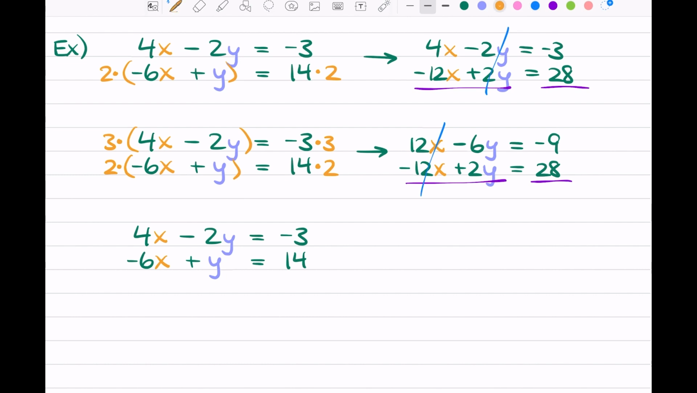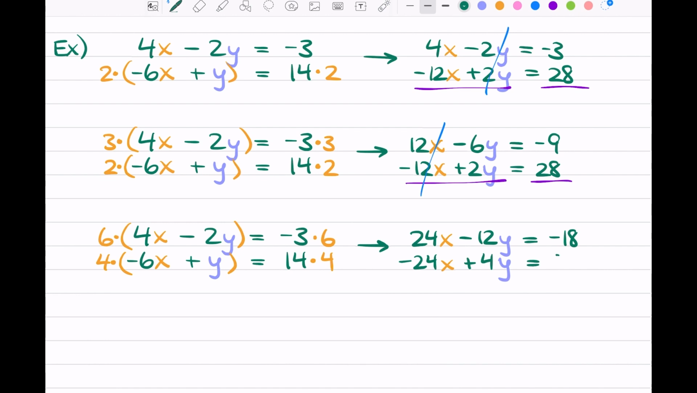So we can multiply our top equation by 6 and our bottom equation by 4. And that leads to a common multiple for our x's. So on top we have 24x minus 12y equals negative 18. And on the bottom we have negative 24x plus 4y equals 56. And adding up our left side and our right side, we see that our x's cancel.